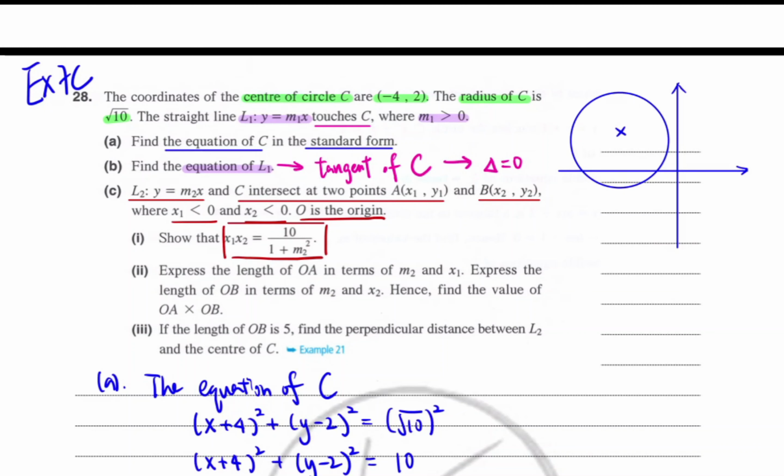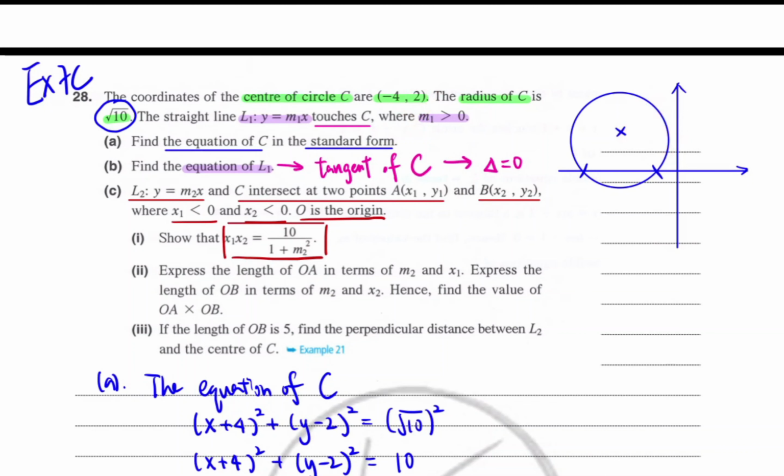Why does it intersect the x-axis at 2 points? Because the radius is square root 10, and the y coordinate of the center is 2 only. So square root 10 is larger than 2, so it intersects 2 times. But it cannot intersect the y-axis, because the distance here is 4, but the radius is only square root 10.